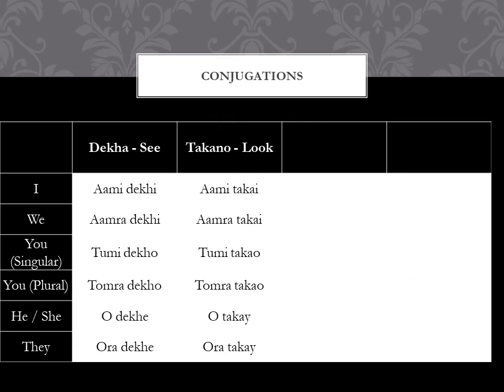Before we go into more of the usage, let's first learn the grammar and the conjugations. So Takano, as you can see, the verb ends in no, which is neither of the group 1 nor of the group 2 verbs. So this is a new group of verbs which we will designate as group 3.